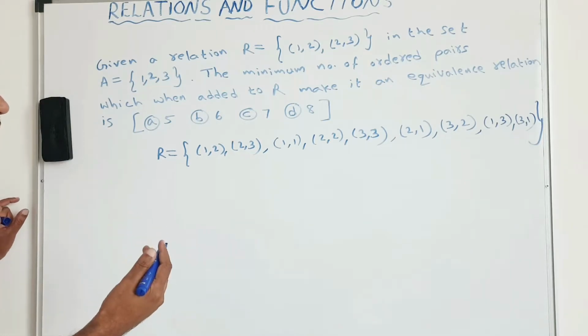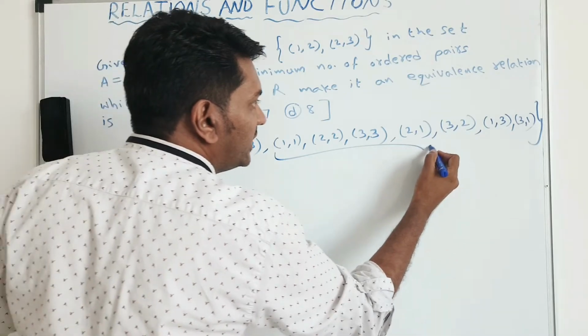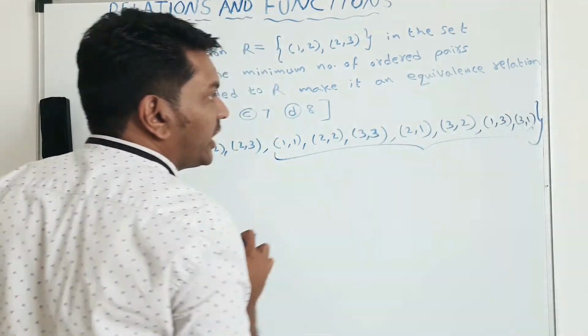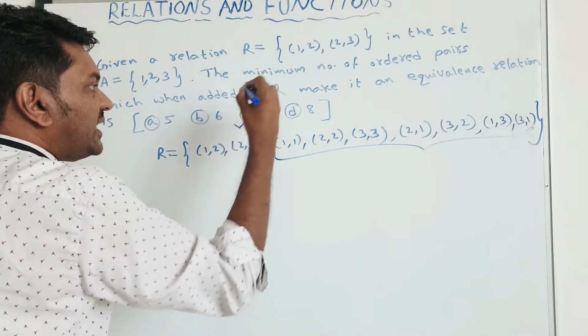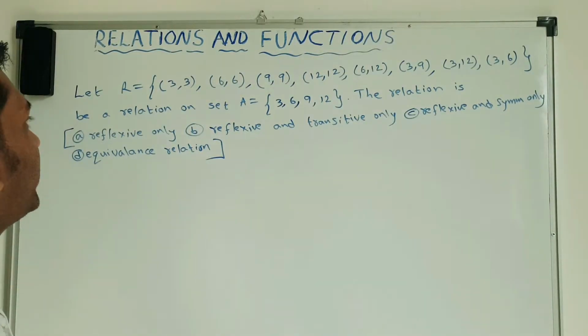So how many ordered pairs have you added to this to make it an equivalence relation? These many: 1, 2, 3, 4, 5, 6, 7 ordered pairs you have added to this. So our answer is option C, 7. Now we will move to another question.